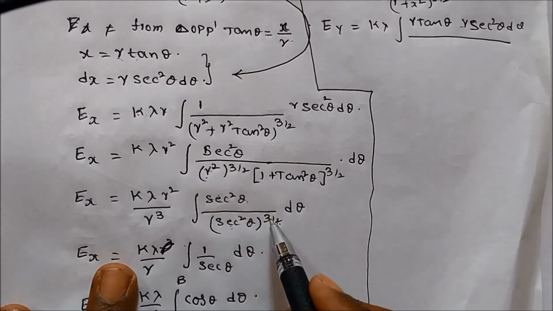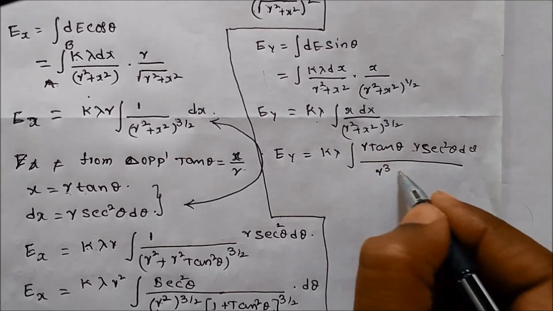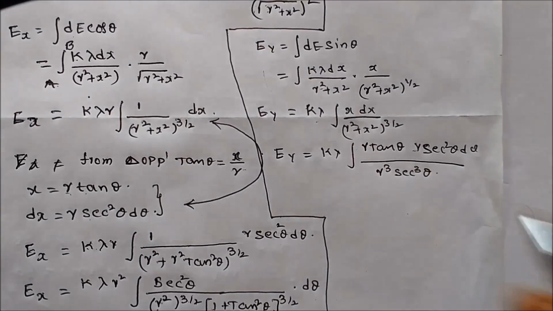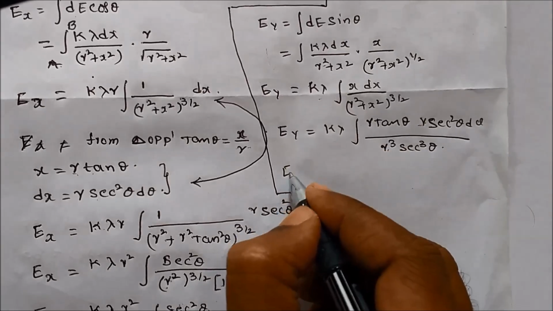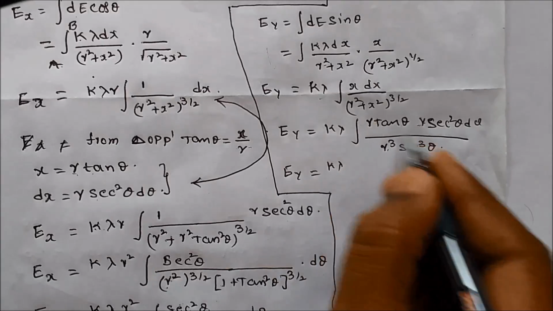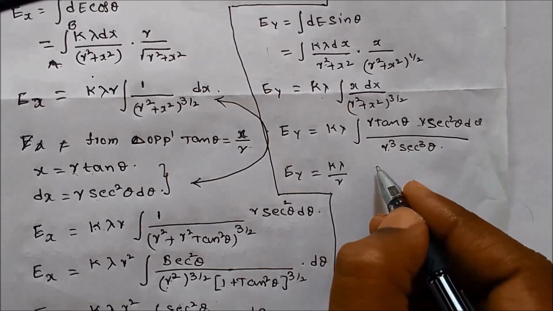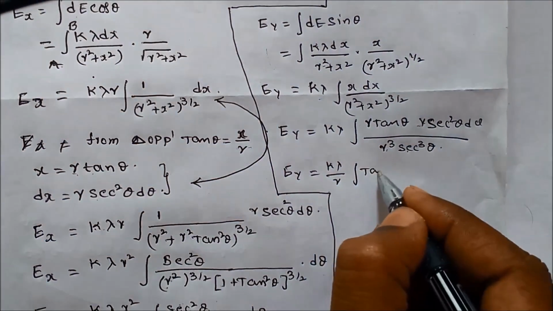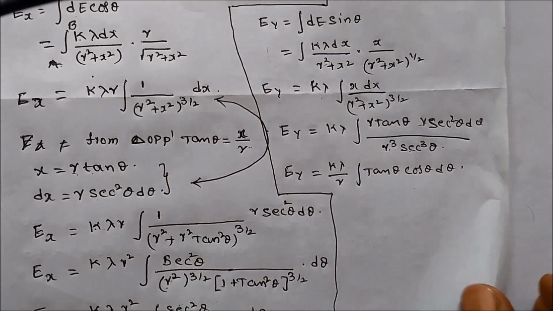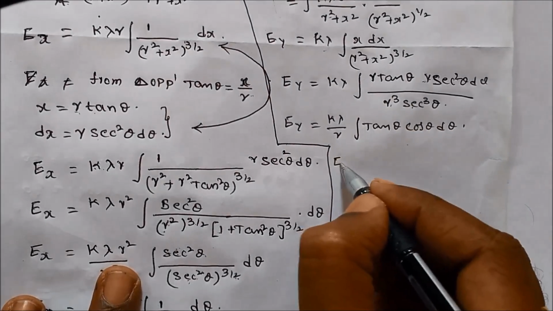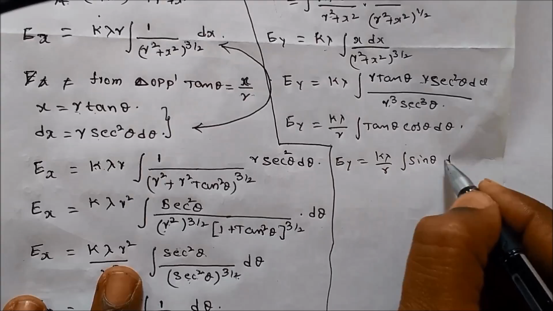R cube secant square theta, secant cube theta we will get. I am writing directly r cube secant cube theta. Now here r square by r cube is there, so we get k lambda by r. Here secant square theta divided by secant cube theta, that is cos theta. Tan theta into cos theta d theta. Now tan theta into cos theta is nothing but sin theta. So Ey is equal to k lambda by r integral sin theta d theta.